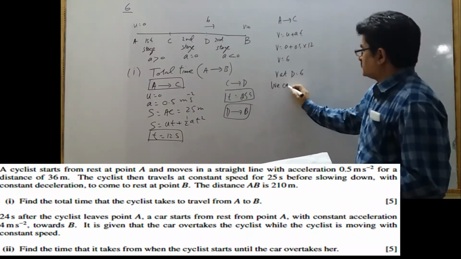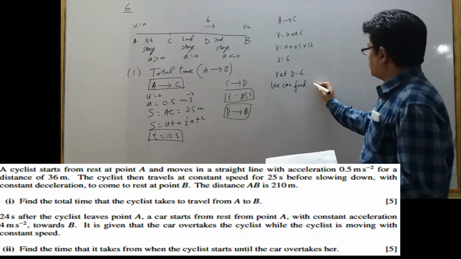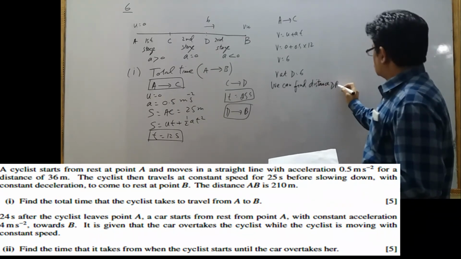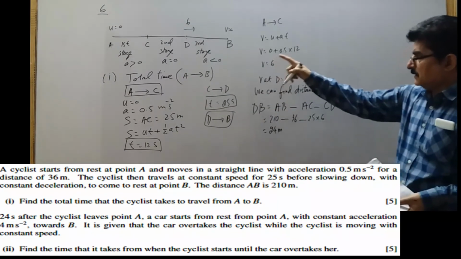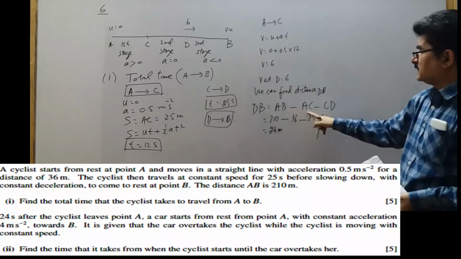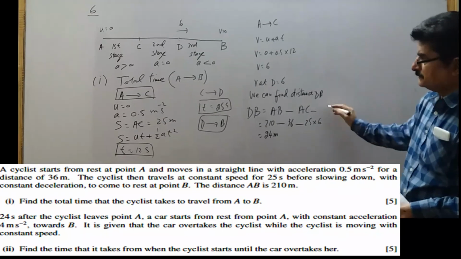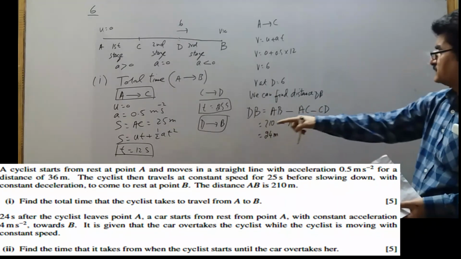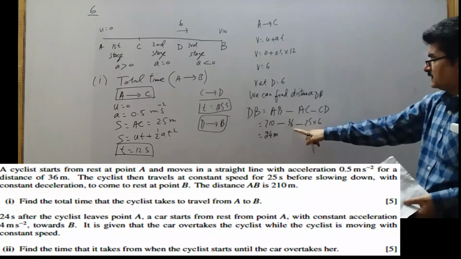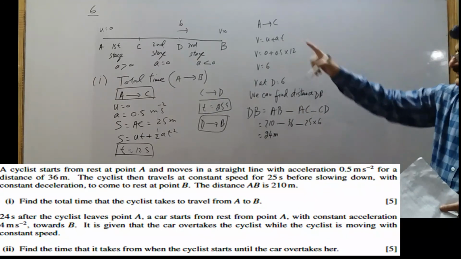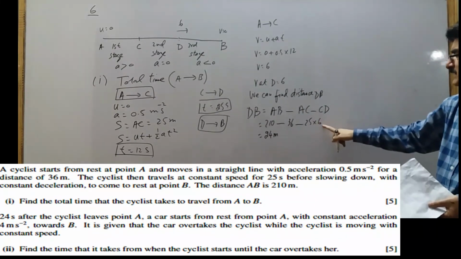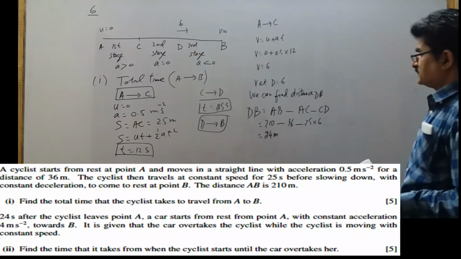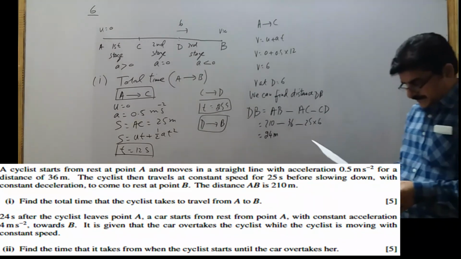So we can find the distance DB. DB is equal to total distance AB minus AC minus CD. Total distance is 210, given in the question. AC distance is also given in the question. Now for C to D, velocity is constant, so speed into time is the distance, and we can find this distance DB this way. It is 24 meter.